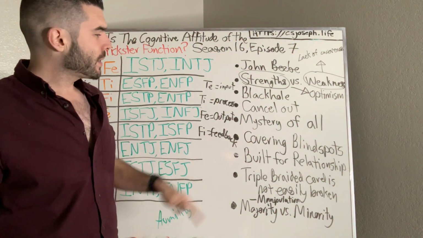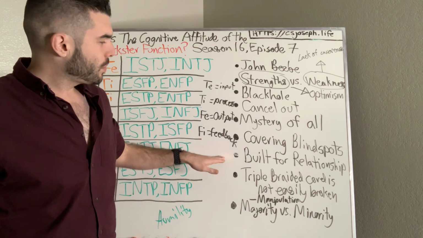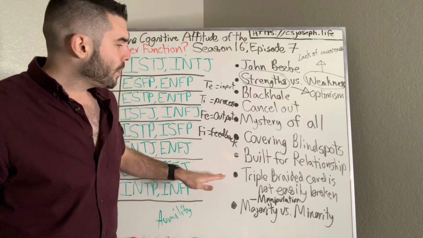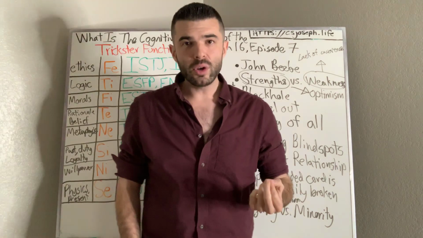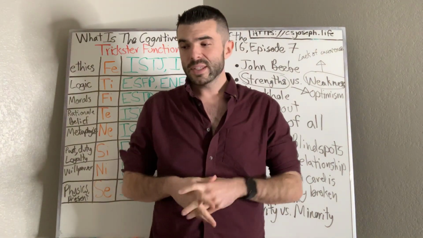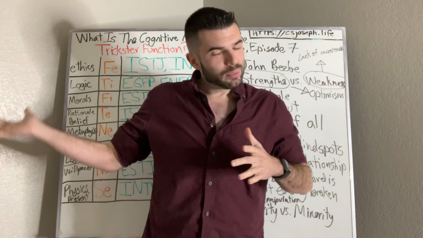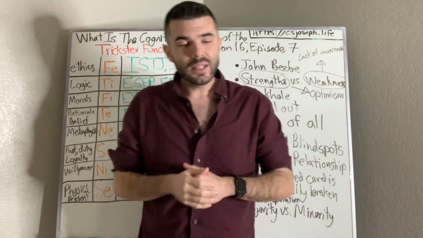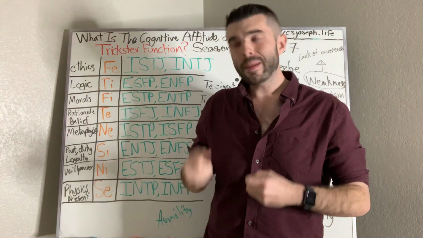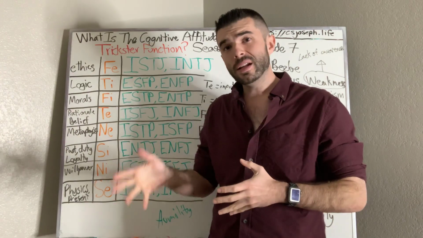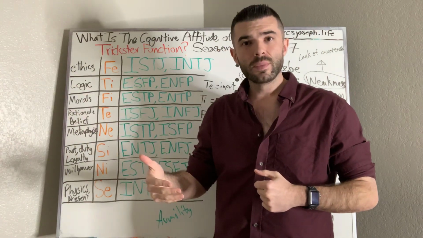Covering blind spots, we talked about that. Human beings are built for a relationship. We already talked about that. A triple braided cord is not easily broken, okay? What that means is, bring in that third party. That's exactly what that means, because two people can have each other's back, but if they're not able to meet each other's needs cognitively, bring in a third person, right?